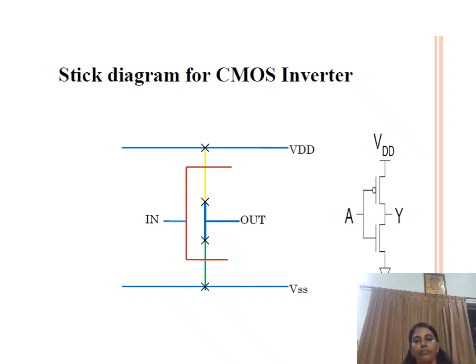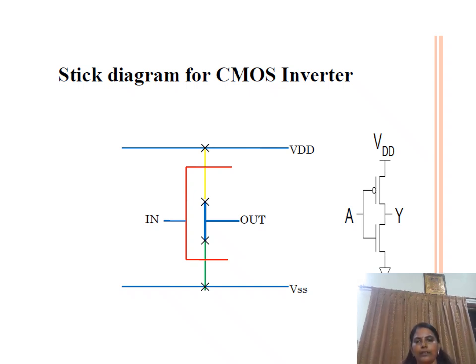Then how do we convert this static CMOS design into a stick diagram? Students, listen carefully. On the top we have the VDD line, that is the supply line. The supply line is indicated with the color blue. Similarly, the ground line is indicated with the color blue. Then at the top we have the PUN, the pull up network. The pull up network consists of only PMOS. The P diffusion is indicated by a yellow color line.